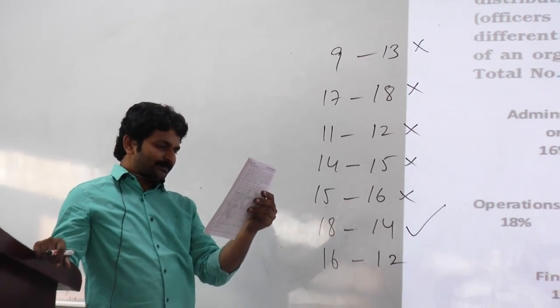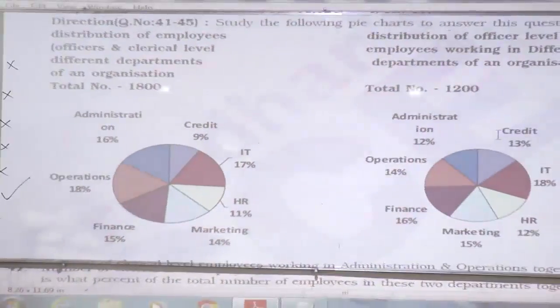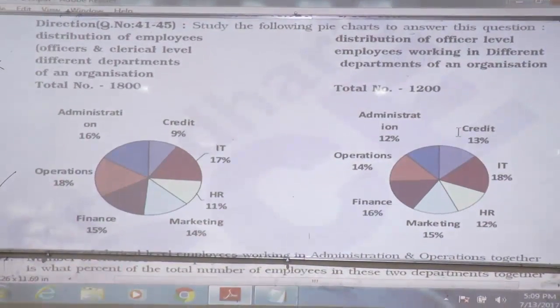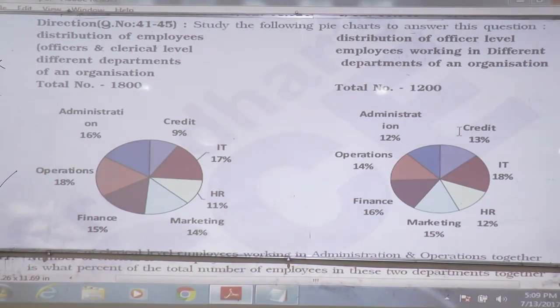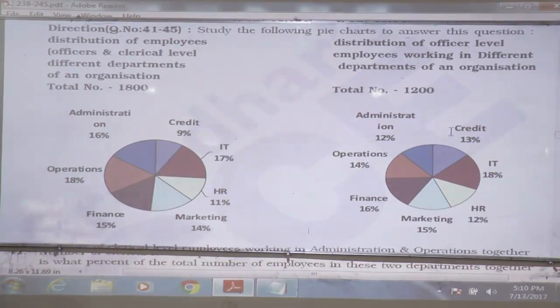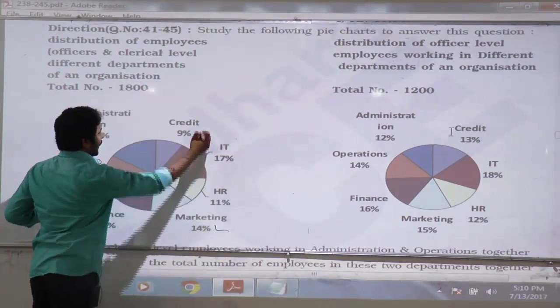43. What is the respective ratio between the number of officers and clerical level employees working in marketing and credit departments together? You're asked about the ratio between officers in two departments together and clerical staff in two departments together. Which are those two departments? Marketing and credit.